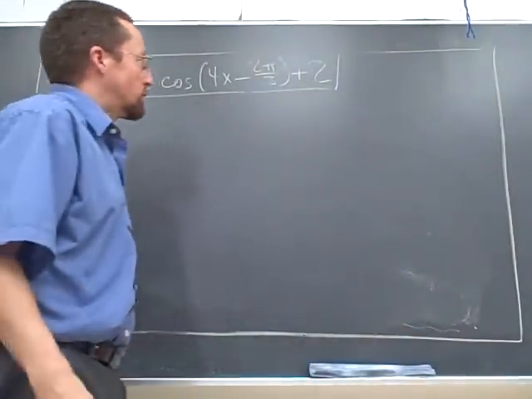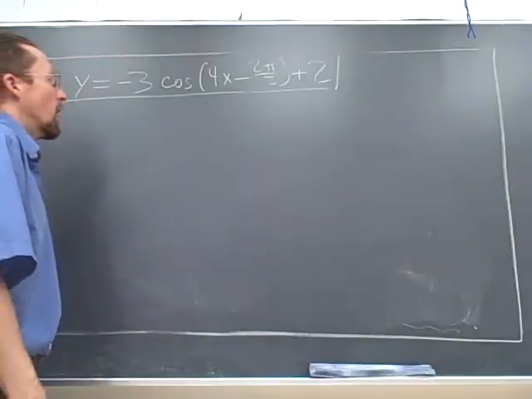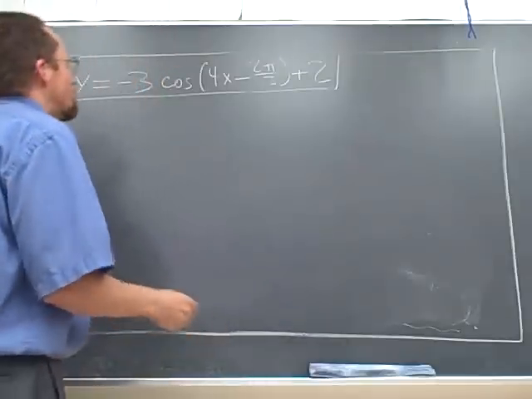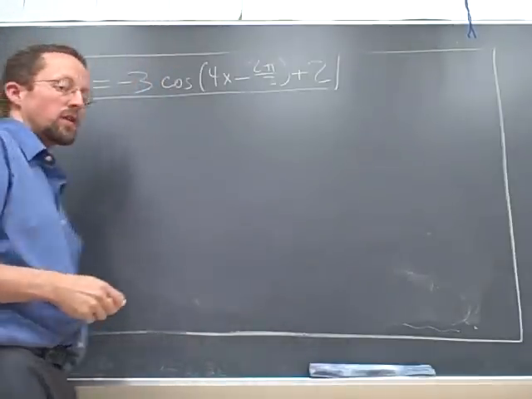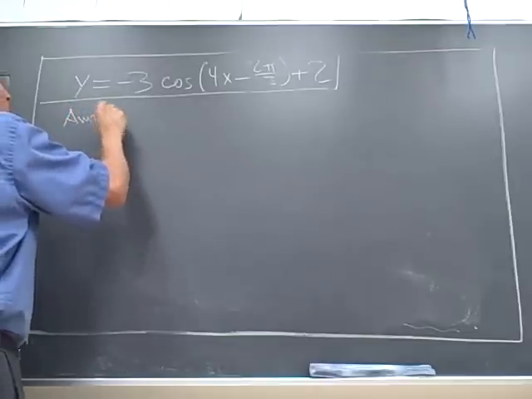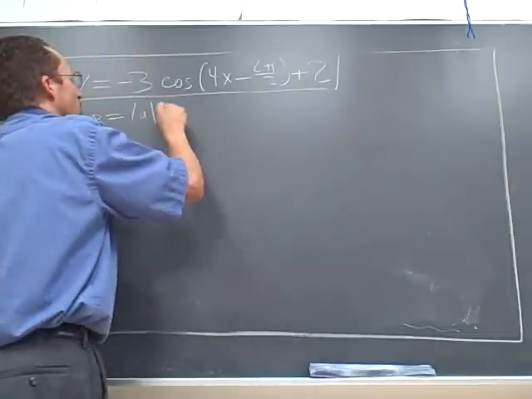Here's an example of graphing a fairly complicated modified trig function, and I want to go through all the steps to make a really careful graph, but pretty efficiently. And the first observations that we've been making are the amplitude. That's the absolute value of the number that's in front. That's going to be 3.